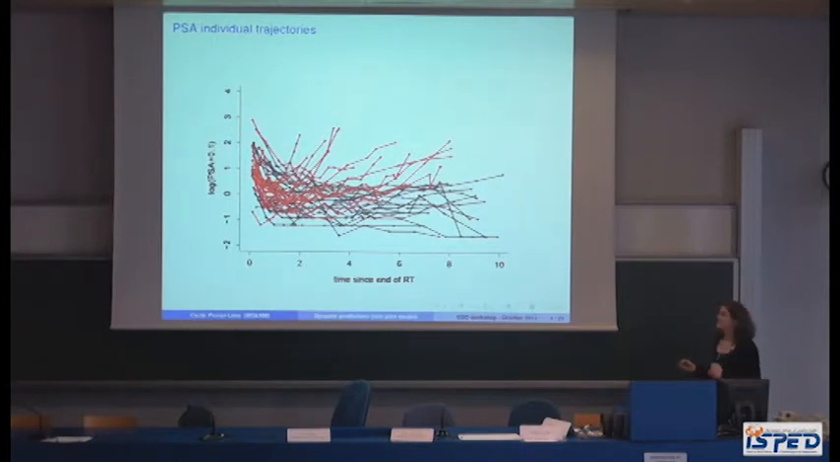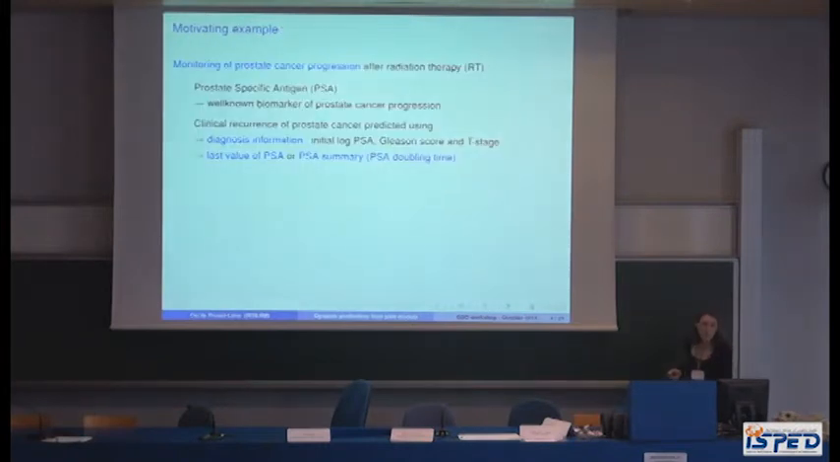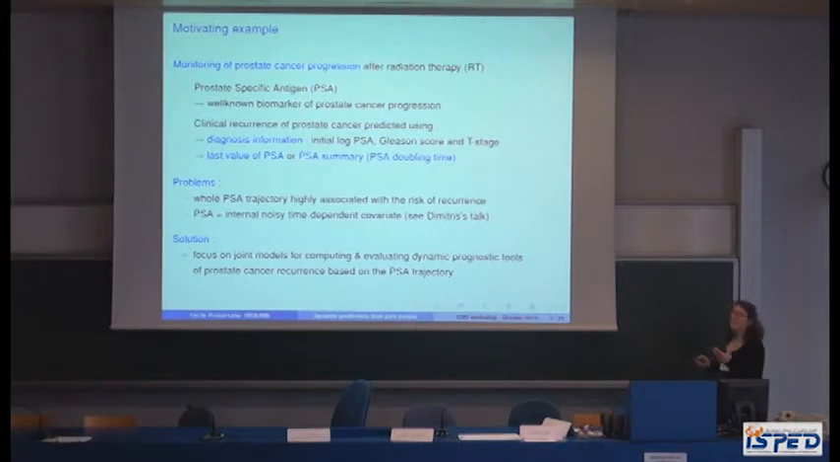The second problem is that, as Dimitris detailed to you, the PSA is an internal covariate, it's not an external covariate, so we have to take that into account. It's measured with error, so you can see there are some errors here, and it's collected at discrete time, so we have missing values. And because of that, we need to jointly model the PSA measures and the time to the clinical recurrence. And that's the focus of this talk.